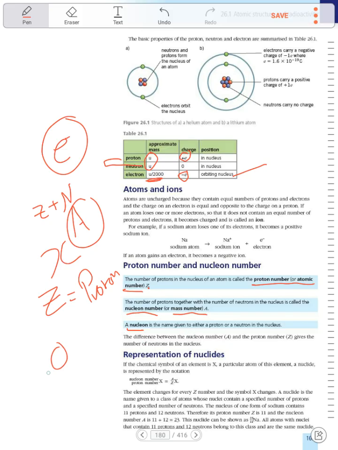So if we have oxygen, 8, 16, we have 8 protons and 16 protons and neutrons. The number of neutrons is 16 minus 8, which is 8. 8 is the proton number, and 16 is the number of nucleons. This is the symbol for any element. We have to write it in this form.